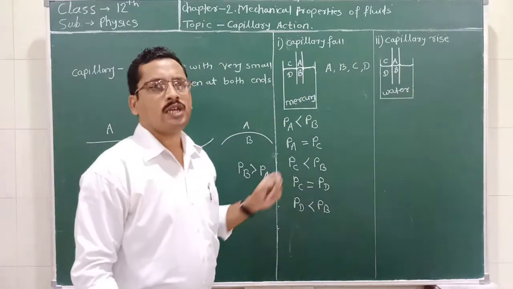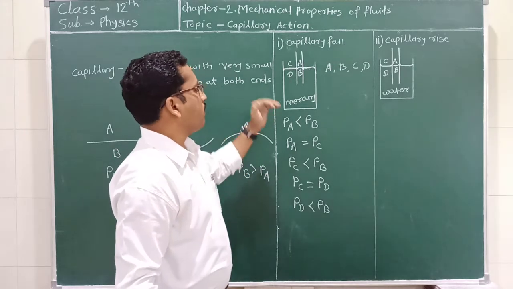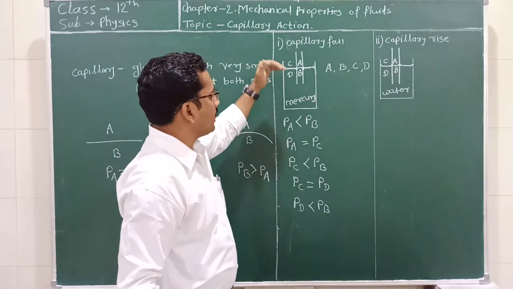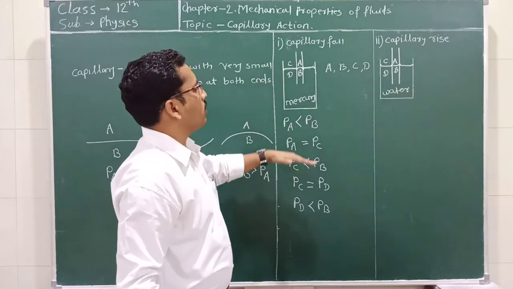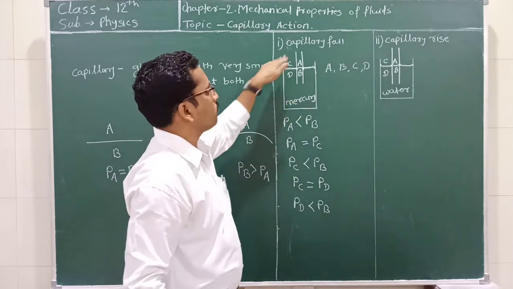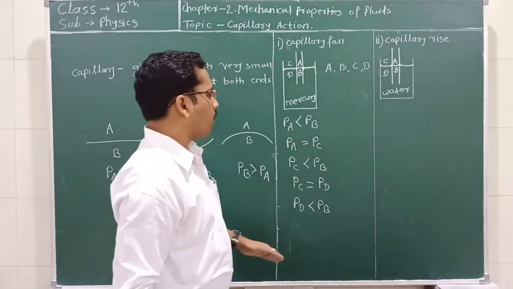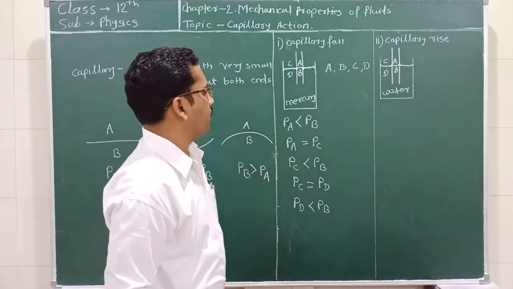B become equal. So we can say that when such a type of capillary is placed in mercury, the level of the mercury in the capillary tube decreases. Such a process is called capillary fall, which is explained on the basis of pressure difference.